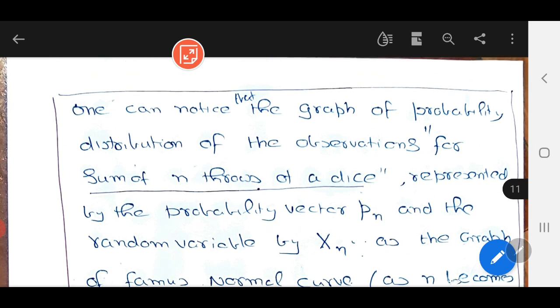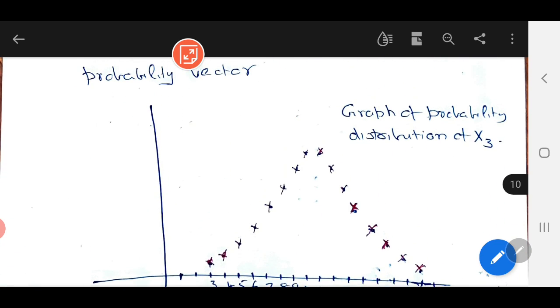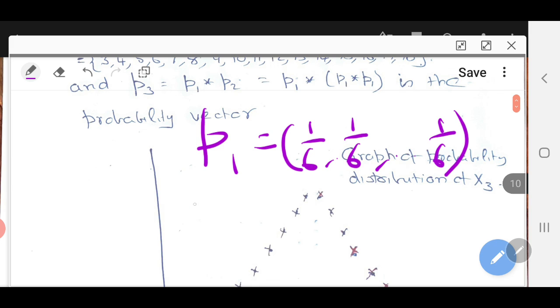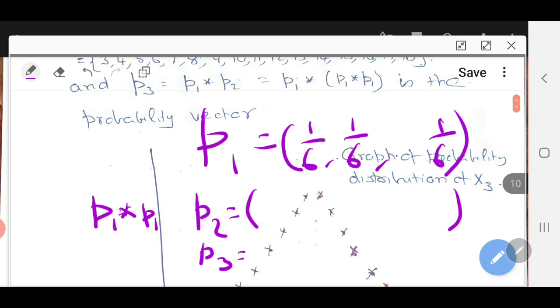So now, if you go for convolution another time, what we are basically doing is that we have P1, a probability vector. Initially you have 1 by 6, 1 by 6, like that. How many are there? 6 terms are there. Then we have P2, where we got 11 terms. And when you go for P3, it is P1 star the resultant P2.